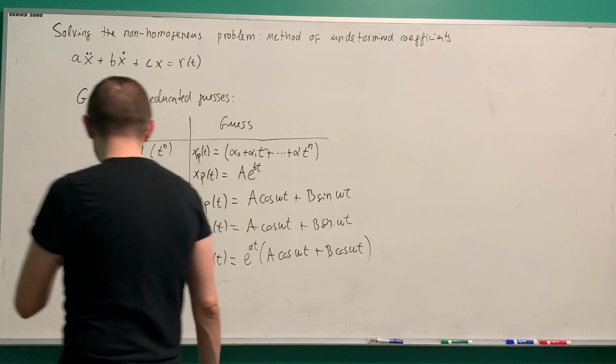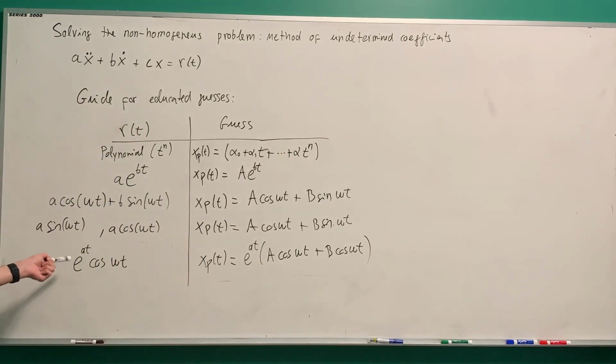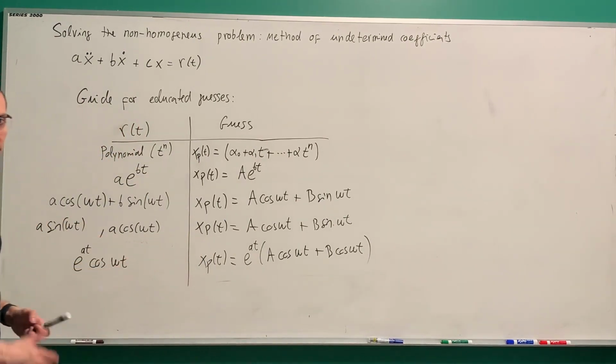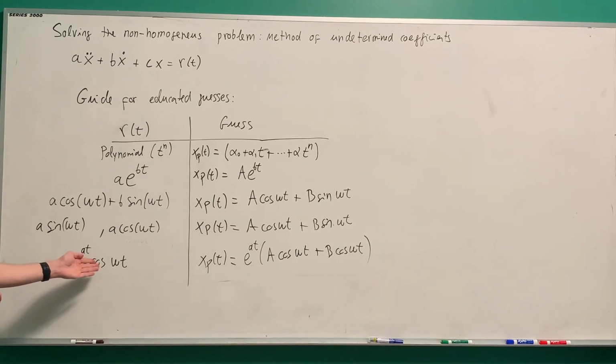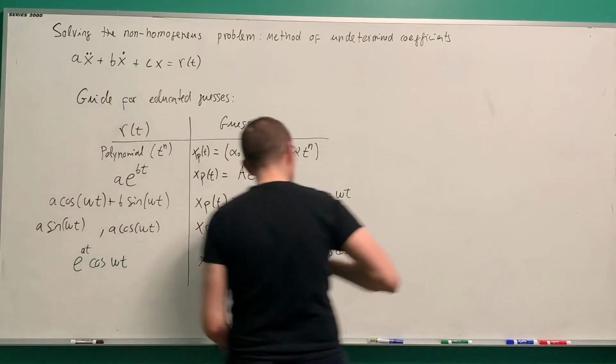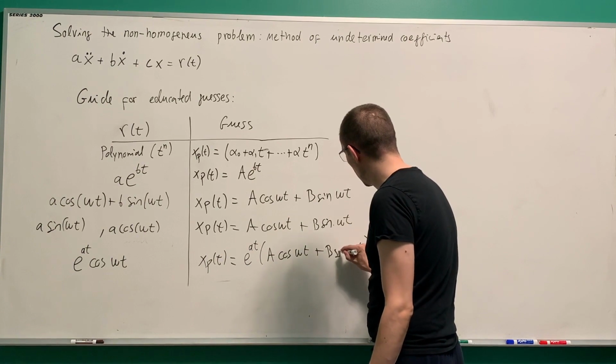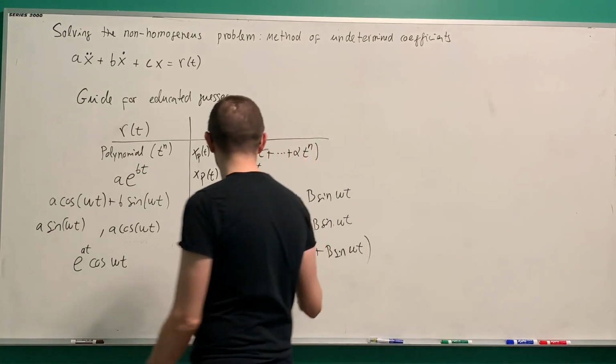Now if you have a product of two functions, you're going to have to make a guess that is the product of the functions, right? In particular, exponential times trigonometric is easy. Again, same thing as before. This should be a sine. So you do the exponential times the trigonometric.